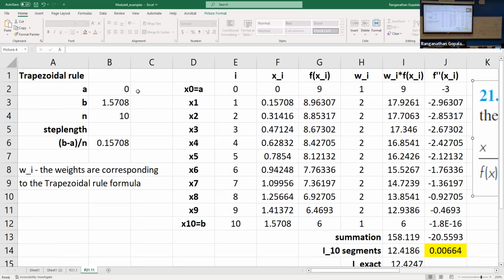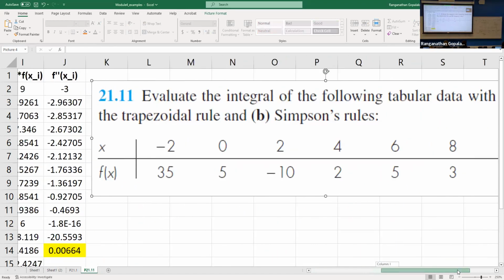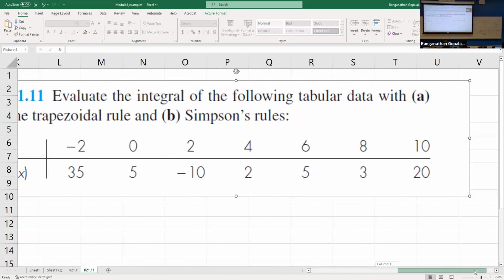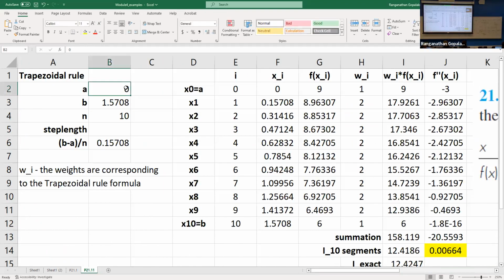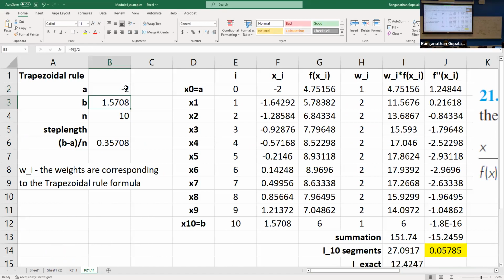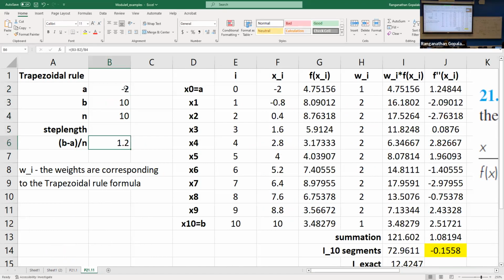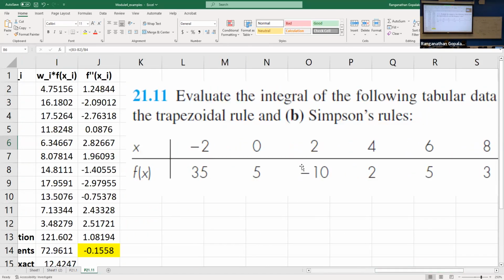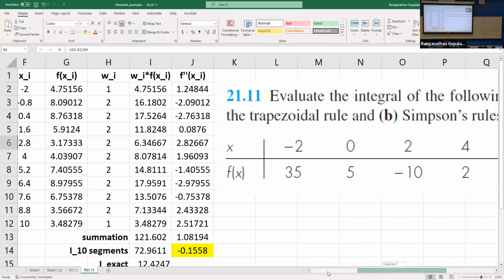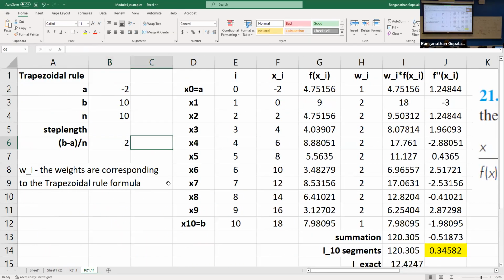What is my A? What is my starting point? -2, end point is 10. So that won't change. -2, 10. And what is my step length, which is already sort of decided for me? I can't change it now. 2, that is from the table. Step length is 2. It's already given, x is given at resolution of 2. So I'm going to put step length equal to 2.